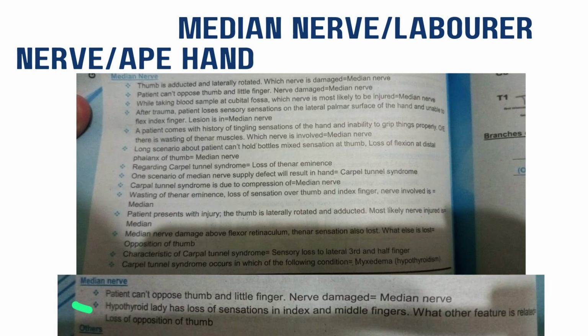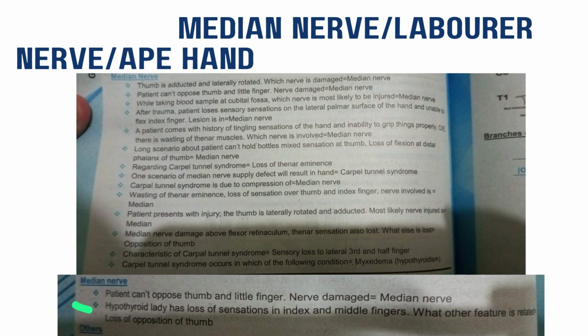Long scenario where the patient can't hold a bottle, has loss of sensation of the thumb, and loses flexion at the distal phalanx of the thumb. The nerve injury is going to be the median nerve. Regarding carpal tunnel syndrome, there is going to be a loss of thenar eminence. Median nerve defect will result in carpal tunnel syndrome, and carpal tunnel syndrome is going to result due to the compression of the median nerve. So in carpal tunnel syndrome there is wasting of thenar eminence, loss of sensation over the thumb and the index finger. Nerve involved is the median nerve, which supplies the lateral 3.5 fingers.